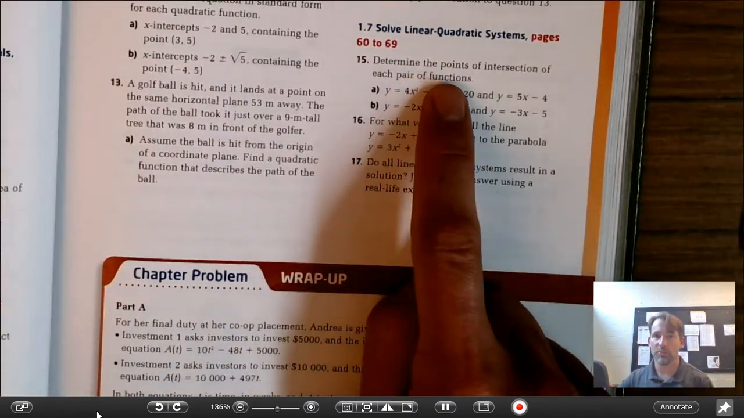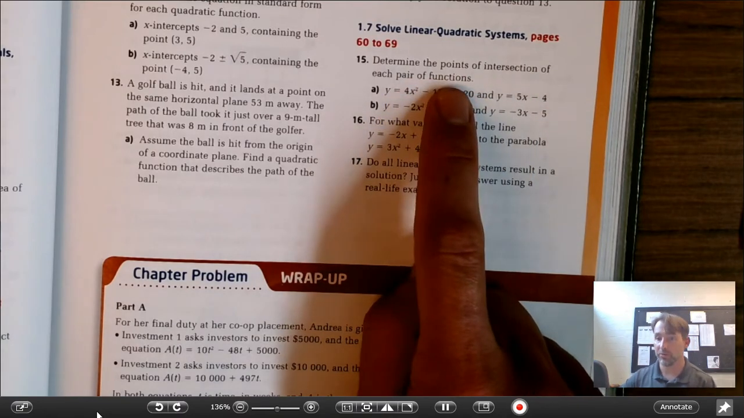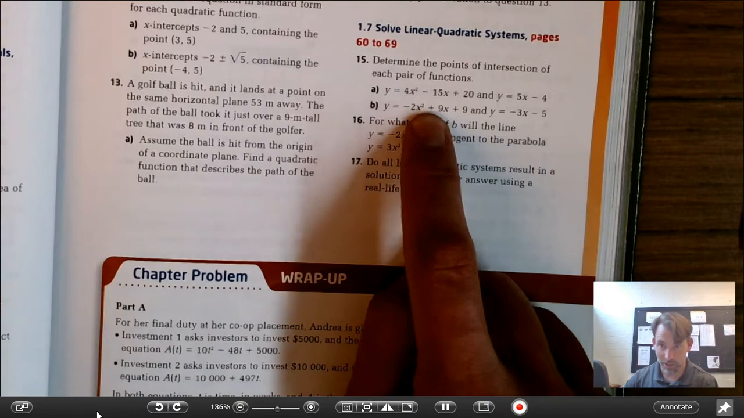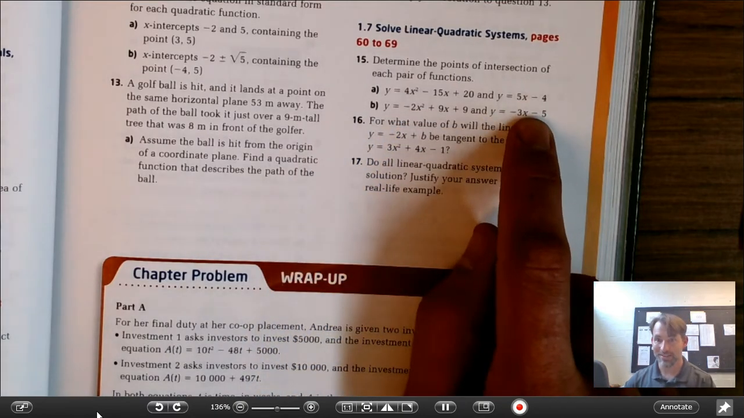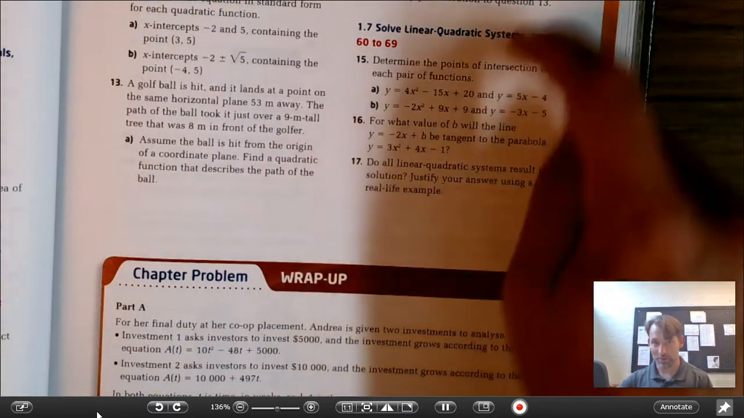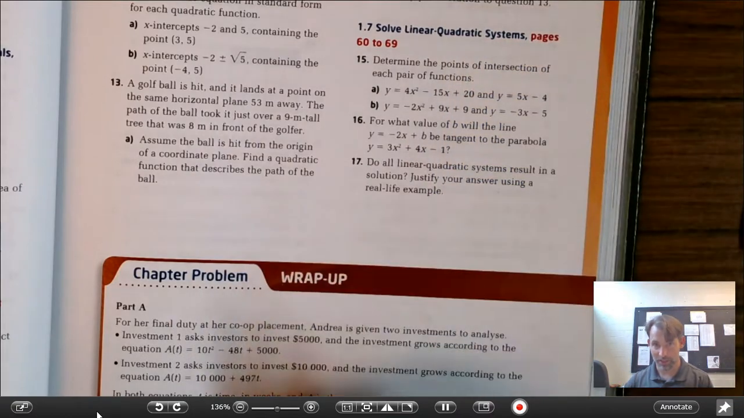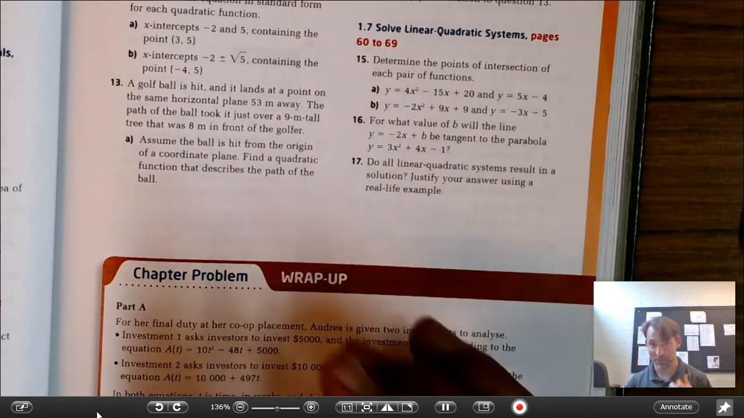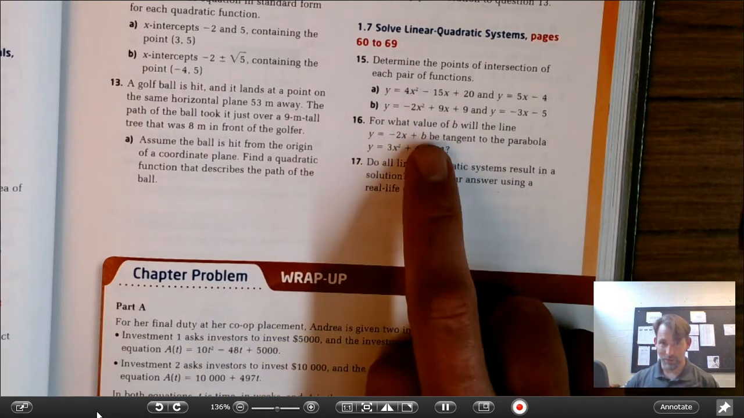First, we have determine the points of intersection for each pair of functions. We have quadratic functions here, so we know those are going to make some kind of parabola, and then some lines. So that could cross the parabola in as many as 2 points and as few as 0 points. Right? And the discriminant determines how many, and we'll talk about that over here.